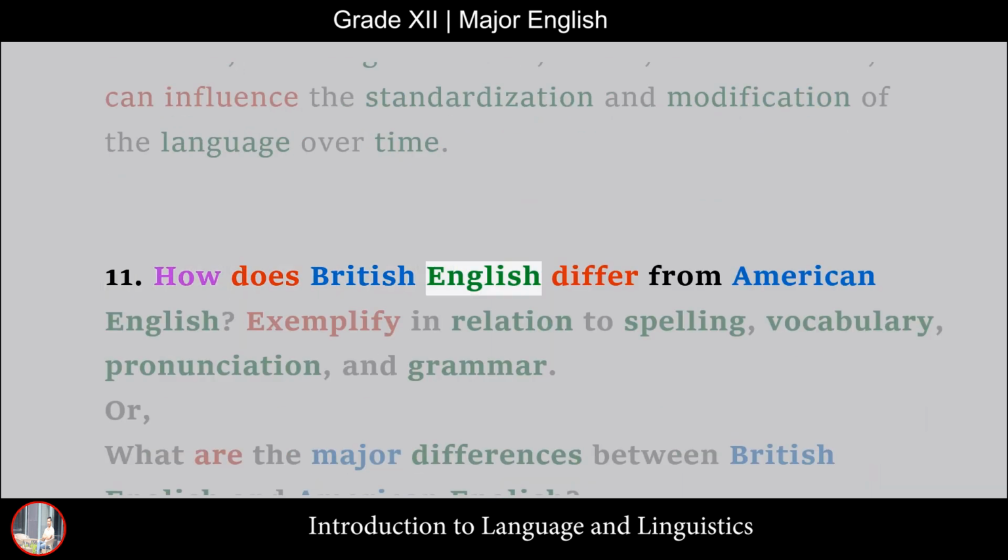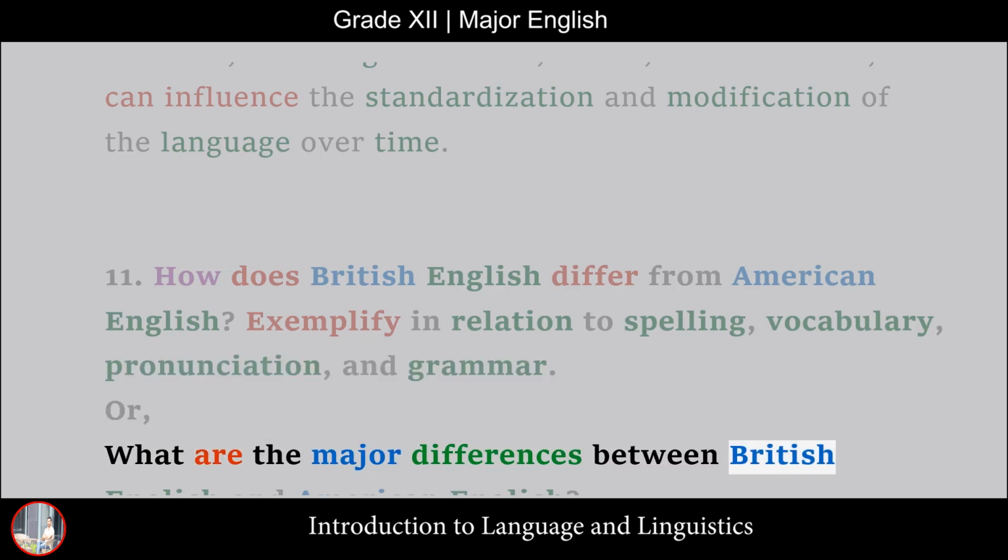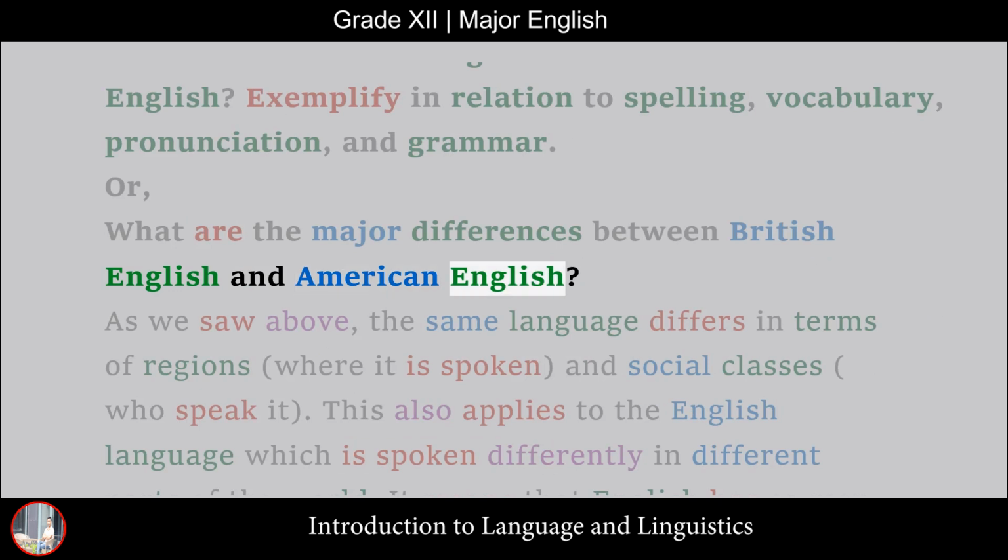11. How does British English differ from American English? Exemplify in relation to spelling, vocabulary, pronunciation, and grammar. Or, what are the major differences between British English and American English?